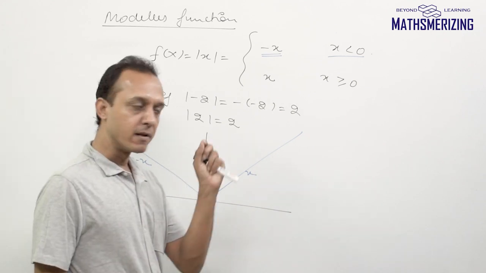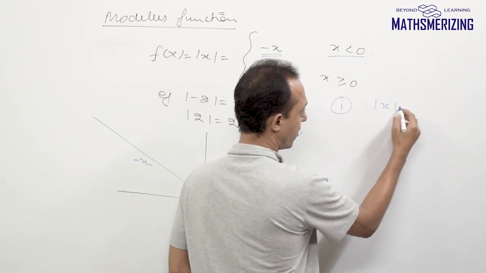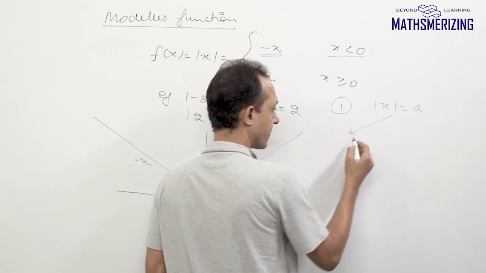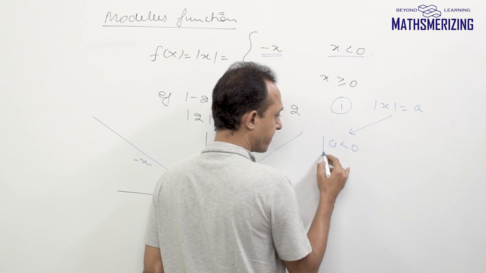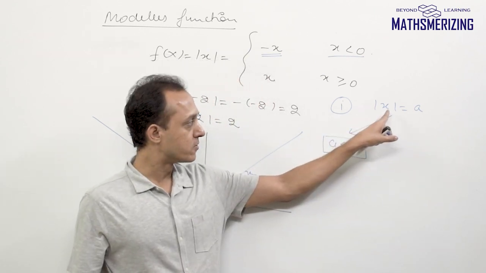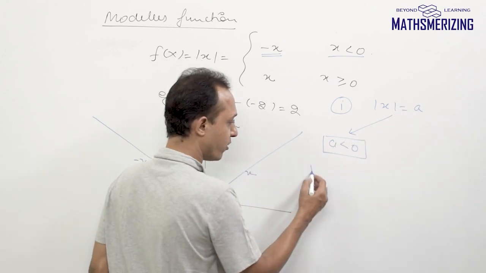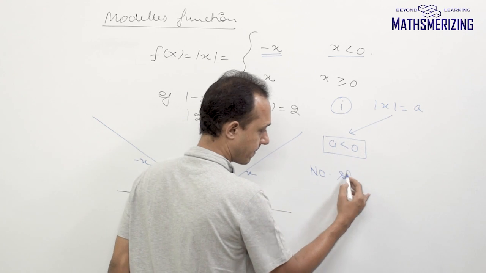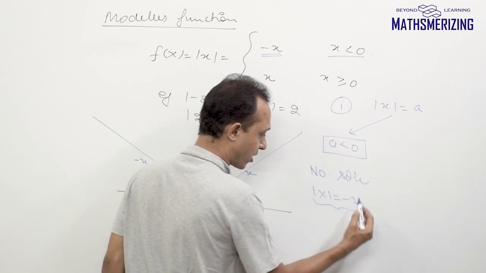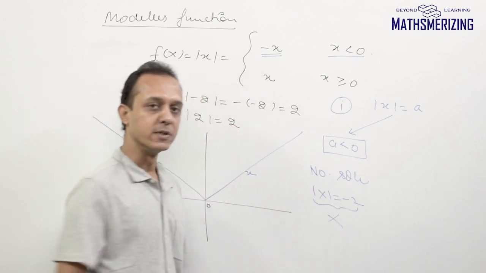So the first property that we come across is, what if I have mod of x equals a? Now depending on this a, suppose a is a negative number. Now the modulus function can only take positive values. So if mod x equals a, when a is less than 0, in this case we'll have no solution. Now say for example, if I get mod x equals minus 2, the modulus function cannot take a negative value. So in this case I'll say there is no solution to this equation.